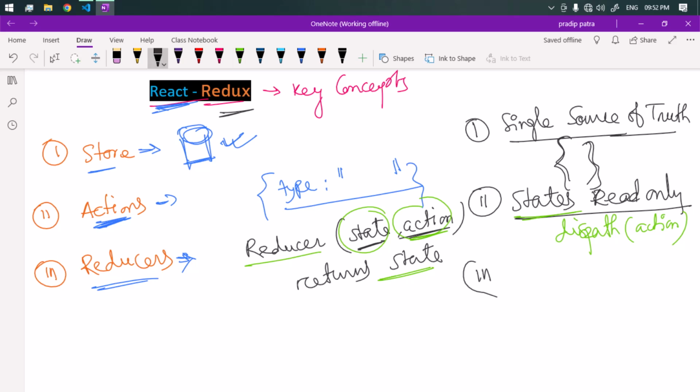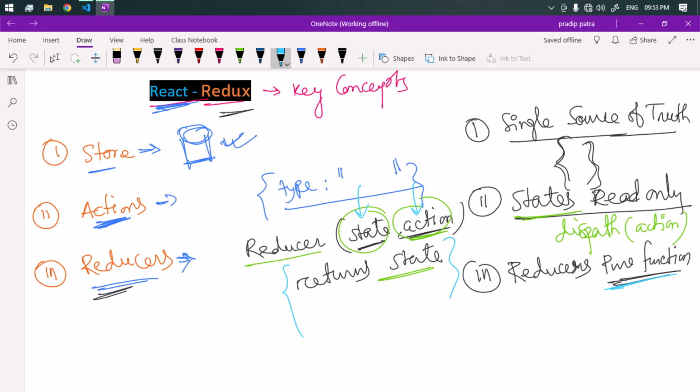And thirdly, the reducers have to be pure functions. A pure function is a function that purely depends on its input, and it does not alter anything outside of the function scope. Also, for the same input, it will always generate the same output. So the reducer has to be a pure function. These are the key concepts that we should know about.